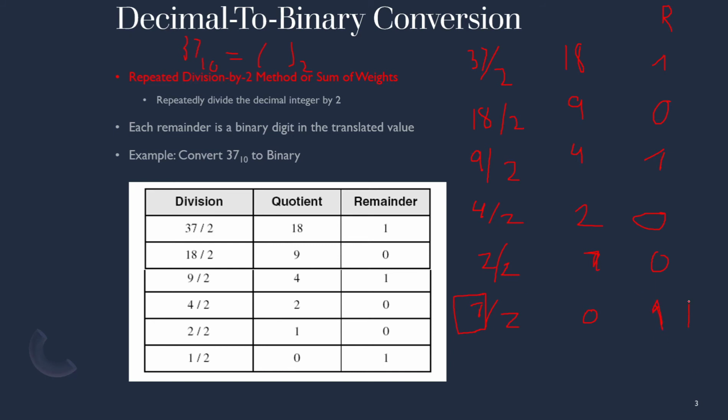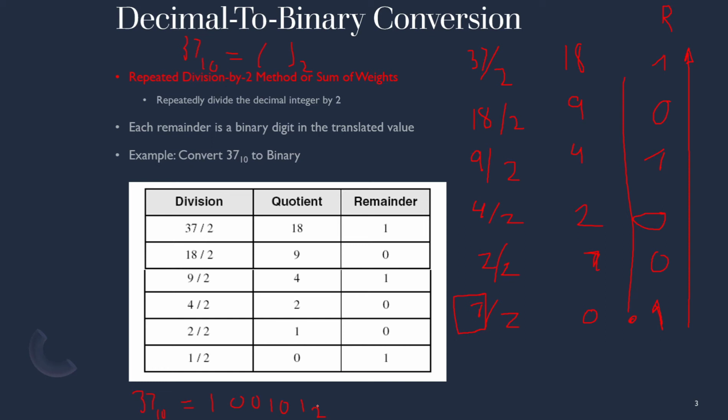The way we read it is we read it going up. So 37 in base 10 is 1, 0, 0, going up this way, 1, 0, 1 in base 2. I'll write it over here, give it some space. But there's also the sum of weights, which I believe is much easier.